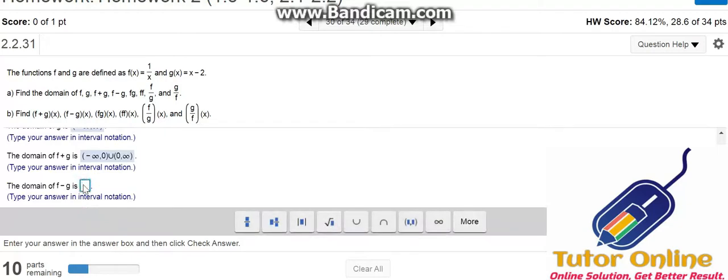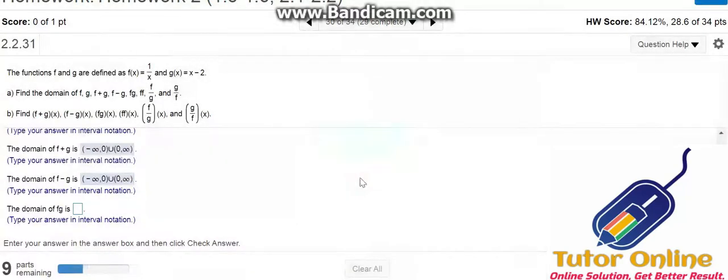So f minus g: 1 over x minus x minus 2. There will be x in the denominator, so I think let's put minus infinity to 0, union 0 to infinity. Let's check it once. Yeah, that's one.